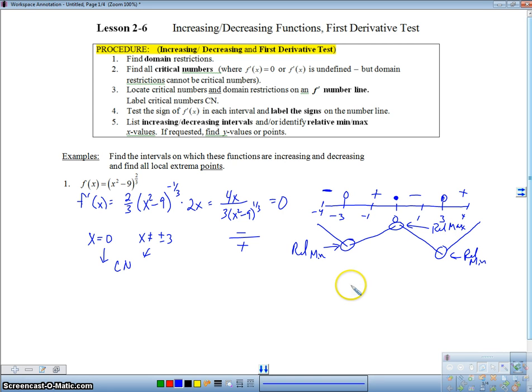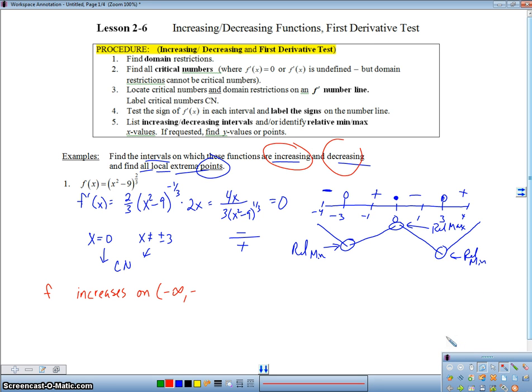All right, well, we should probably figure out where those are. It says find the intervals on which these functions are increasing and decreasing, and find all local extrema points. So we actually want to find these points. The first thing we're going to do is label where these are increasing and decreasing. So the way we're going to do that is we're going to write f increases on the interval -infinity to negative, oops.